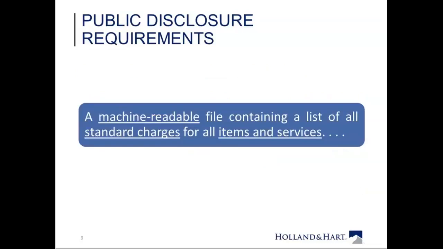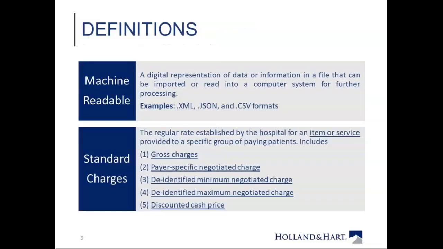So as far as the first one, a machine-readable file. Machine-readable means a digital representation of data or information in a file that can be imported or read into a computer system for further processing. And so they've given the specific examples of file formats that they will deem to be permissible. Those would be the .xml, .json, and .csv formats. They've specifically stated that a PDF would not fit the definition of machine readable because it does require further formatting, processing, and it's not easily readable across a wide variety of systems.